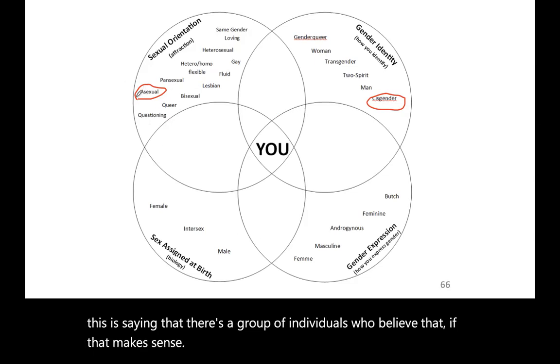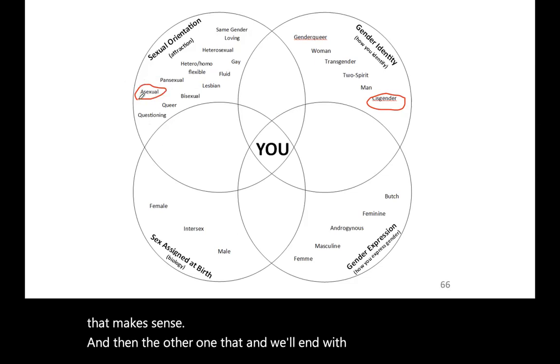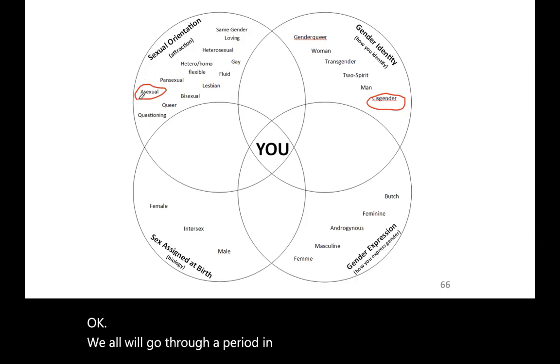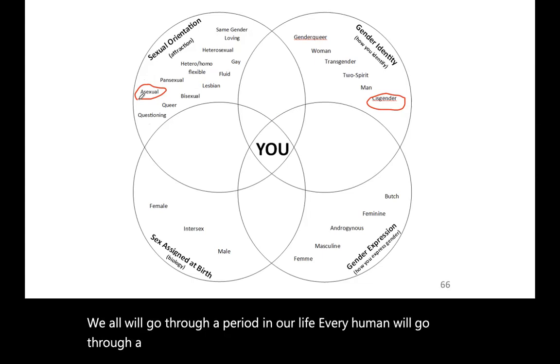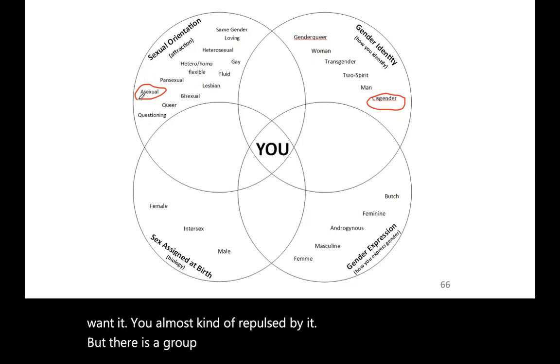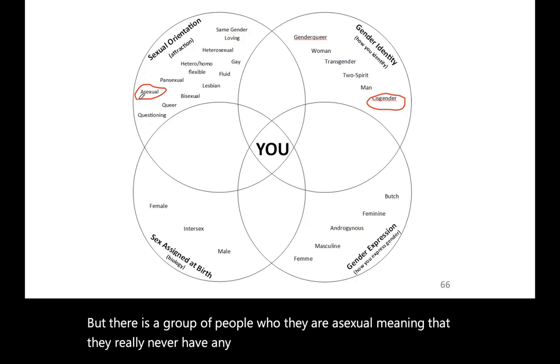And then the other one, and we'll end with this today, is asexual. Every human will go through a period of life where sex is just not your thing. You don't want it. You're almost kind of repulsed by it. But there is a group of people who are asexual, meaning that they really never have any sexual desire or orientation towards sexuality.